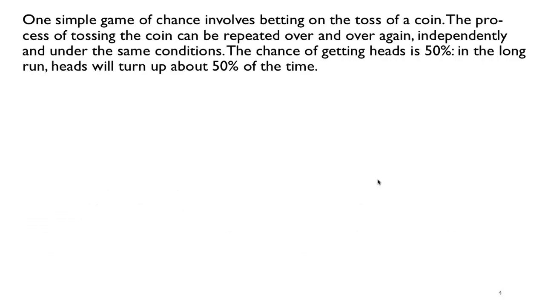So here's a simple game of chance where we have a coin and we toss the coin, and we want to repeat this process over and over again independently in the same conditions, and we want to know what's the chance that either heads or tails will show up. The chance of getting heads is 50% in the long run. The chance of getting tails is also 50%.